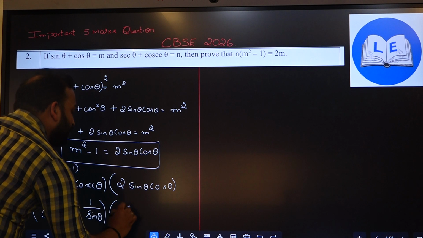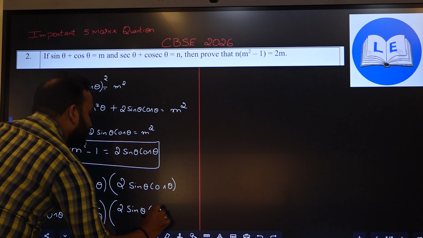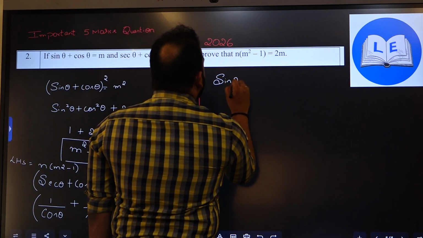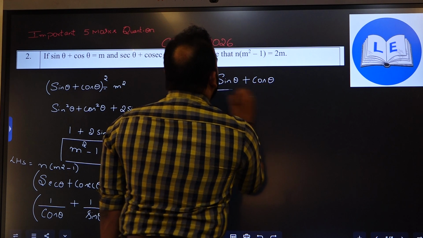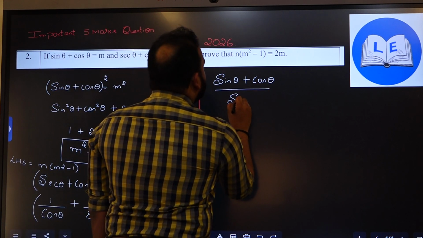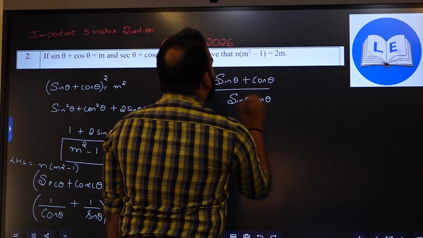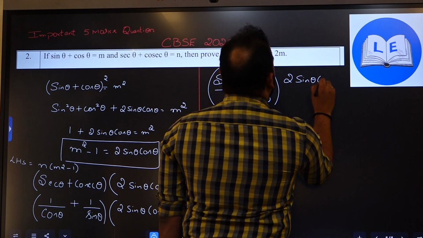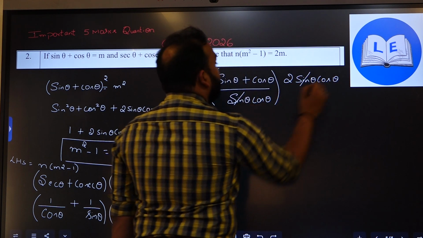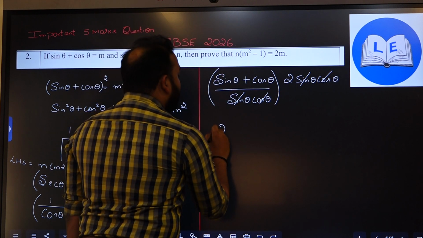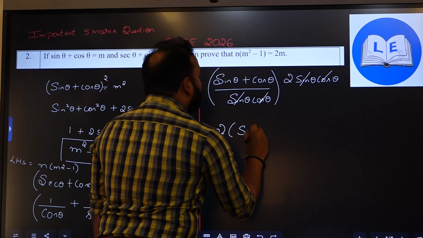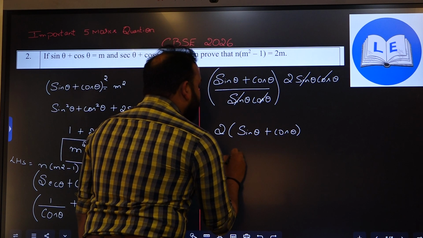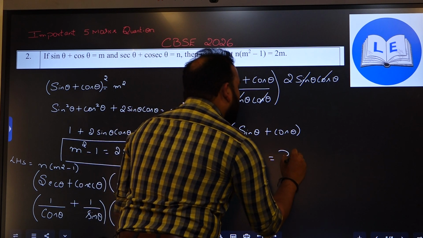If you take LCM, it becomes sine theta plus cos theta divided by sine theta cos theta, which is multiplied with 2 times sine theta cos theta. And you can cancel sine theta and sine theta, cos theta and cos theta. What is remaining here? You get 2 times sine theta plus cos theta, which is nothing but 2 times m. So this is equal to 2 times m, which is equal to your RHS.